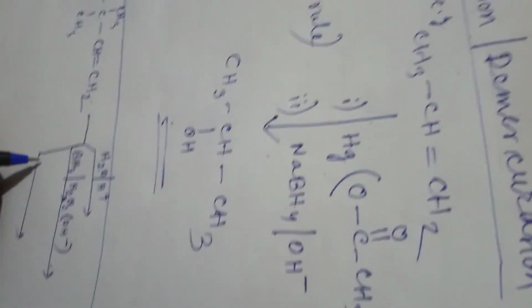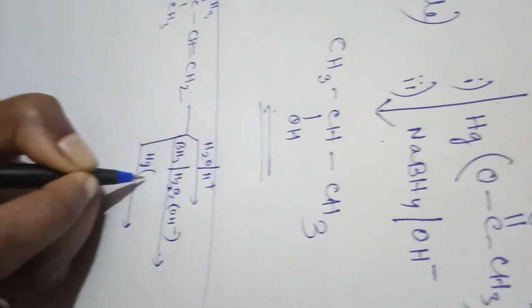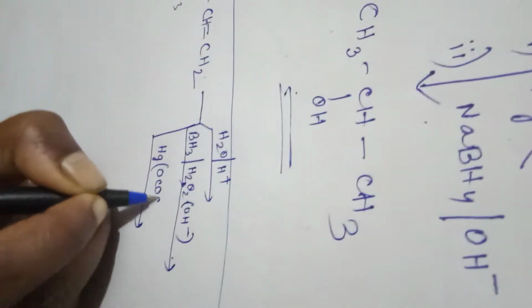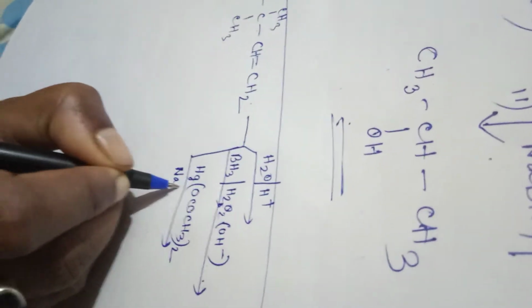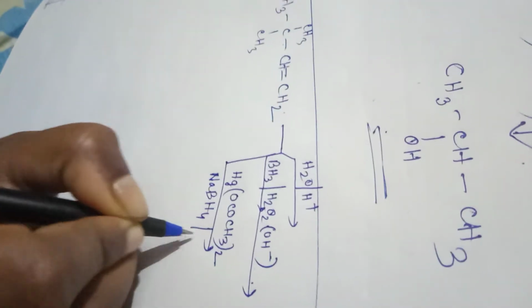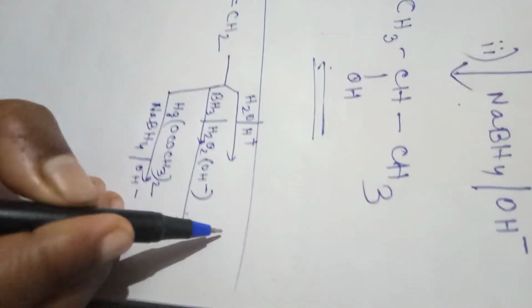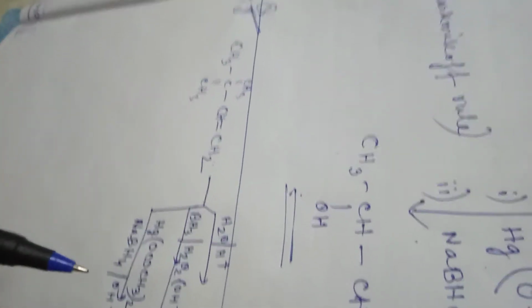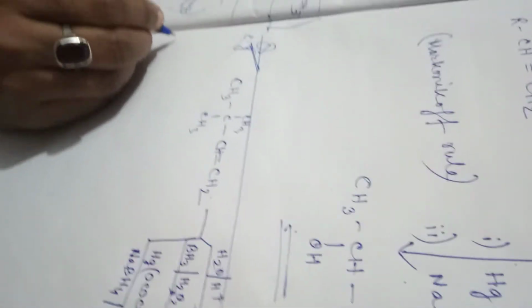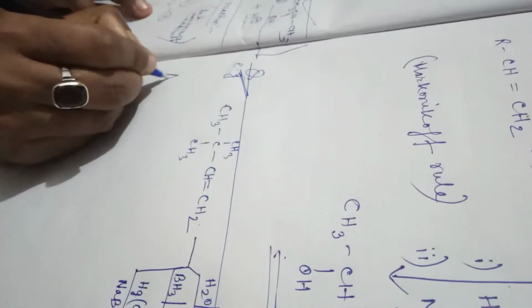The third reagent we are giving is mercuric acetate and NaBH4 in the presence of alkaline medium. If we give these three reagents, what will be the product in each case? Three cases, what are we getting? Pause the video and try to do it on your own. Okay, now let me solve this question.